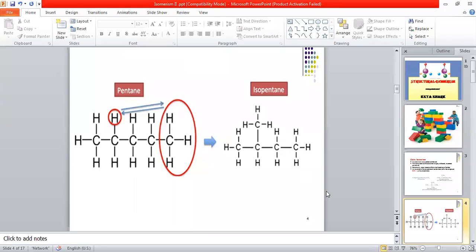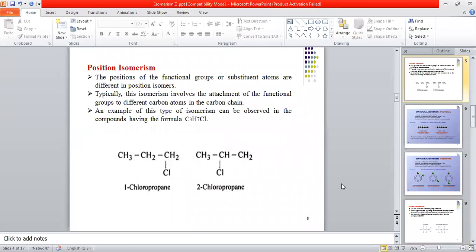What is chain isomerism? Now come to the next one, which is our position isomerism. Now what is this particularly position isomerism? Position means there will be a difference in the position of a particular substituent. Okay, here you can see the example. The position of the functional group or substituent atoms is different in the position isomers.